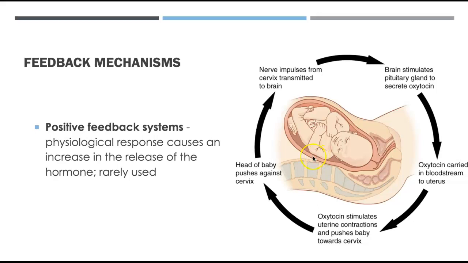Again, the big word here with our positive feedback loop is amplification. We are increasing and amplifying the release of that hormone until we get the desired effect. In this case, that baby's head is going to push against the cervix, sending those nerve signals to the brain, telling the pituitary gland to release oxytocin until this baby comes out through the birth canal.